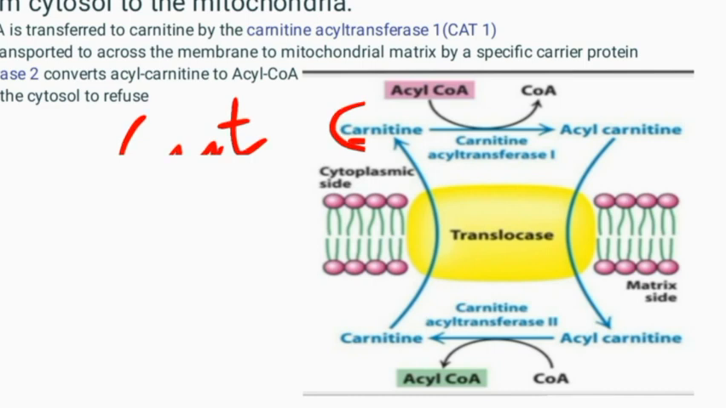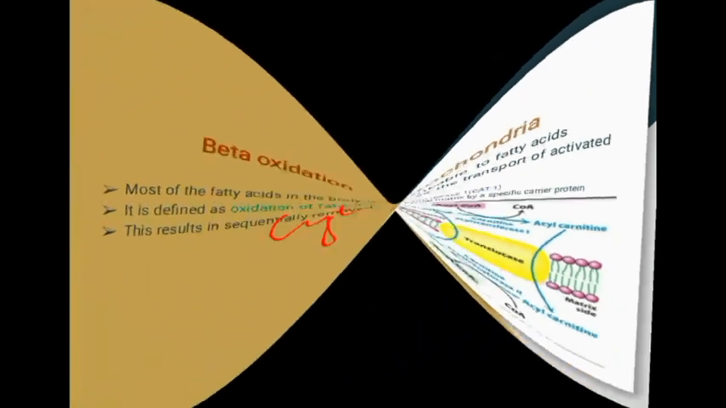The acylcarnitine in the mitochondrial matrix, in the presence of carnitine acyltransferase 2 enzyme, is again converted into carnitine, and from here it goes back into the cytosol again. This is the translocation process.